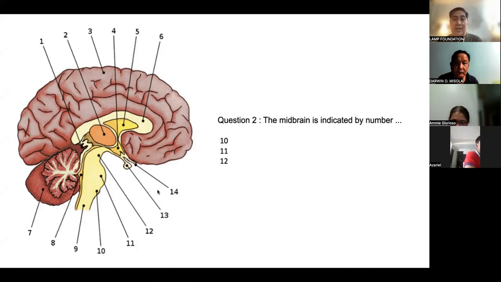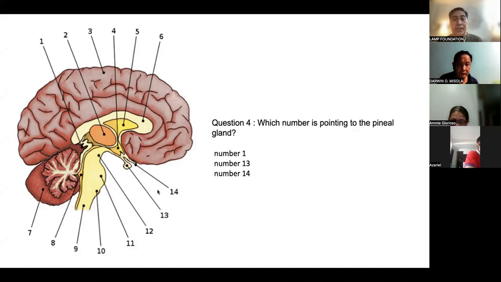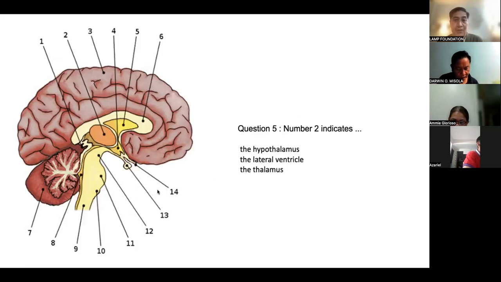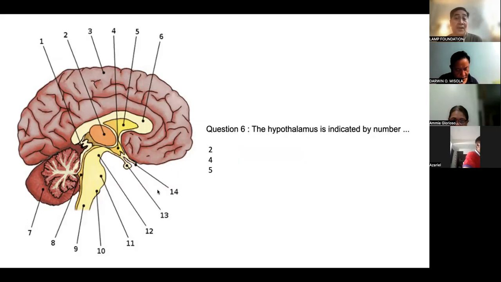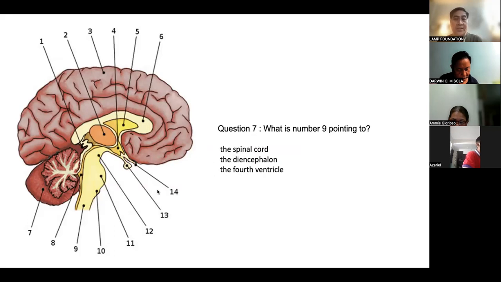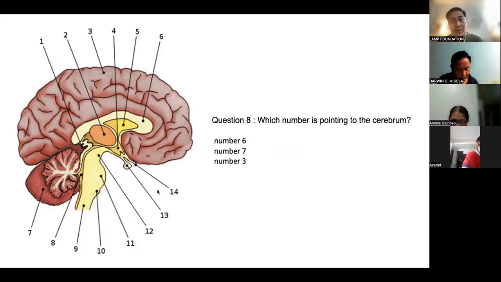The midbrain is indicated by number 12. What is number 14 pointing to? Optic nerve. Which number is pointing to the pineal gland? Number 1. Number 2 indicates the thalamus. Hypothalamus is indicated by number 4. What is number 9 pointing to? Spinal cord. Which number is pointing to the cerebrum?